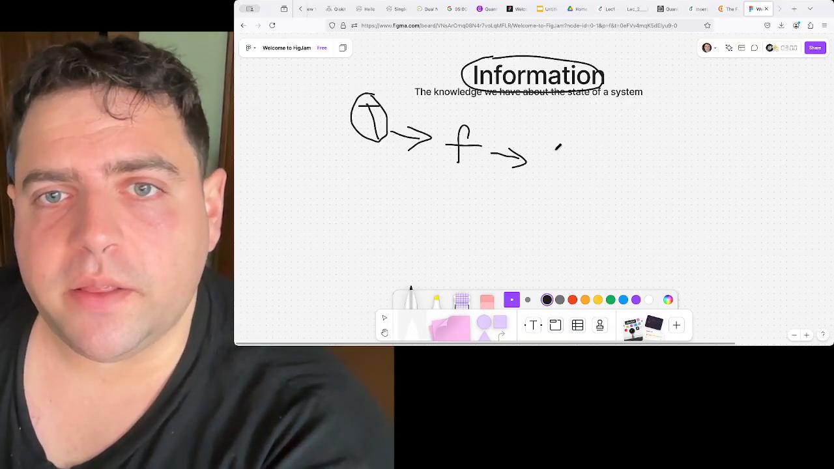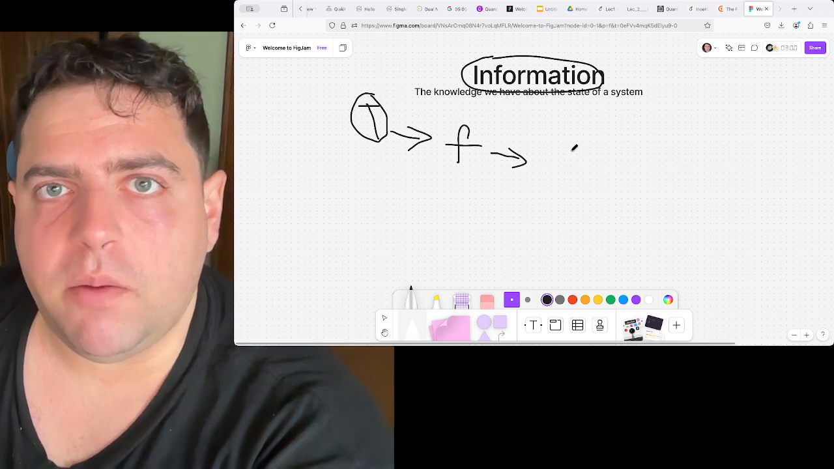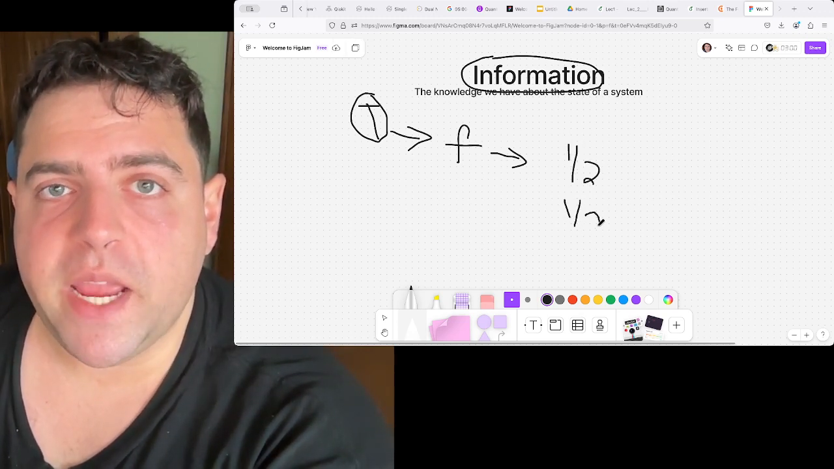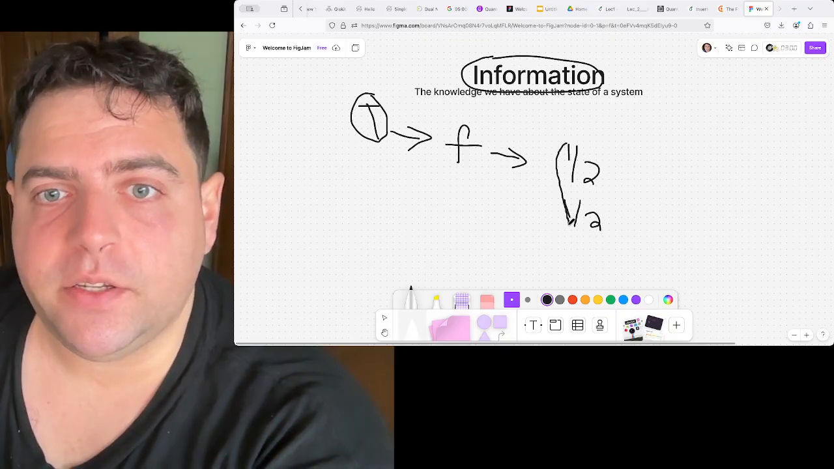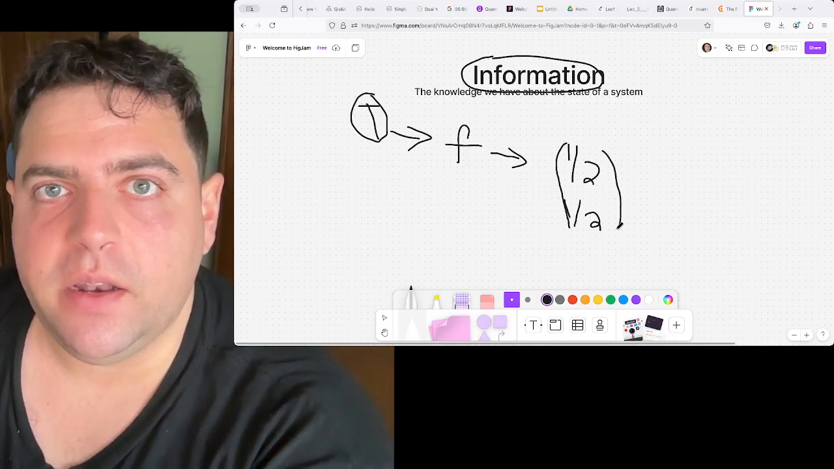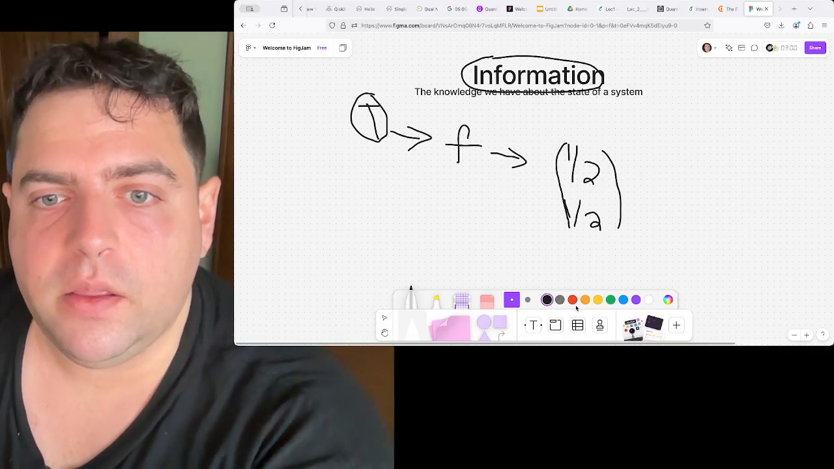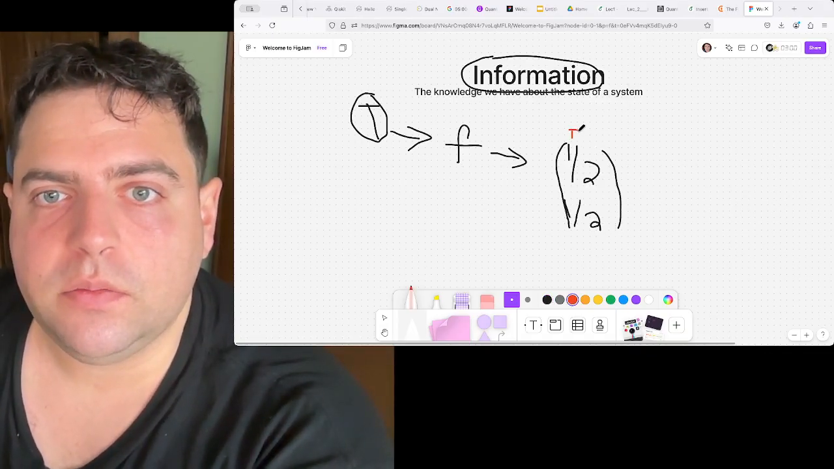So how would we represent that? Well, it's a fair coin, we're assuming. So that means the probability is one half heads, one half tails. This is information. This is not a state. Okay, this is not a physical state. The coin is in a definite state of heads or tails right now, but the information I have about it is this.